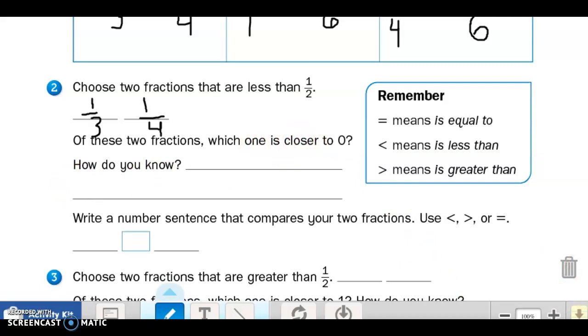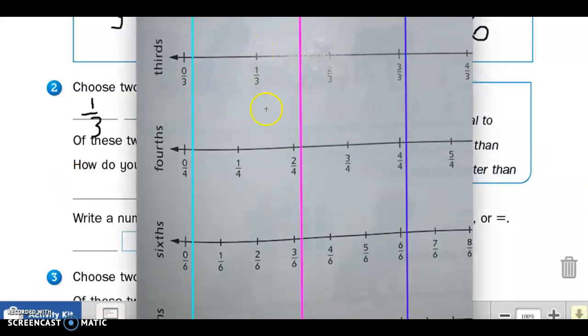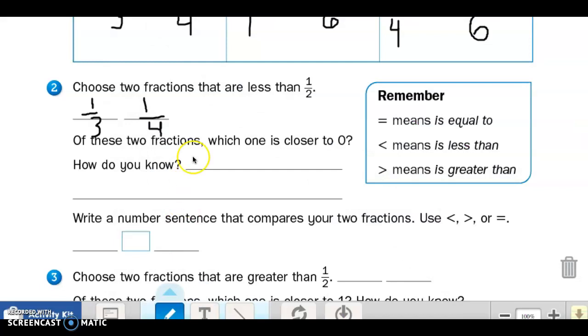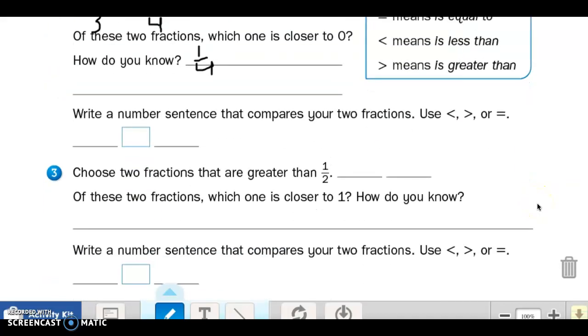Let's pull up our number line again. First of all, here's 1/3 and here's 1/4. If this line is 0, which fraction is smaller and closer to 0? Which one is closer? Well, if I draw my line down, this one is definitely closer to the 0 line, so 1/4. And I'm going to write down 1/4. And please explain it right now. So if I were to write this, I'd say I traced the line and I reached 1/4 sooner. You could say something like that or anything in your own words.